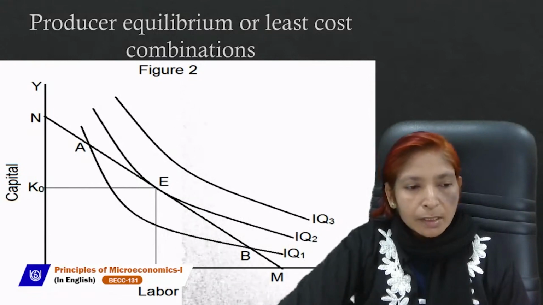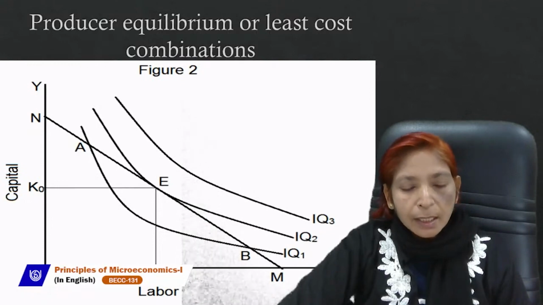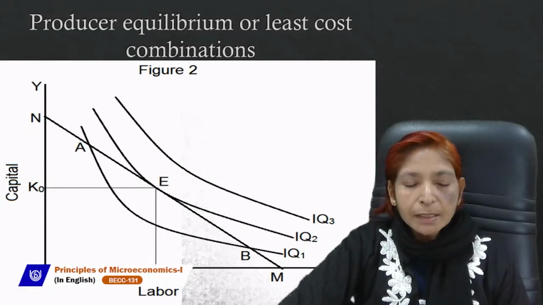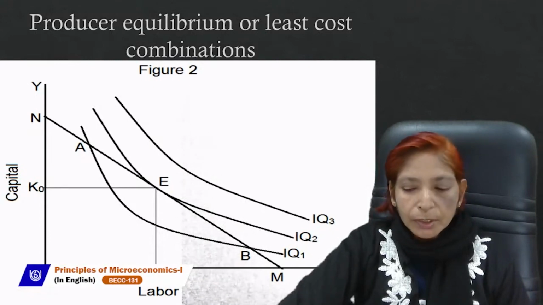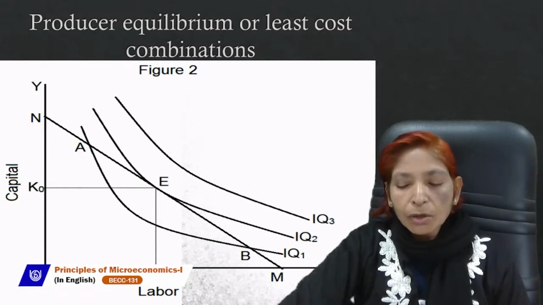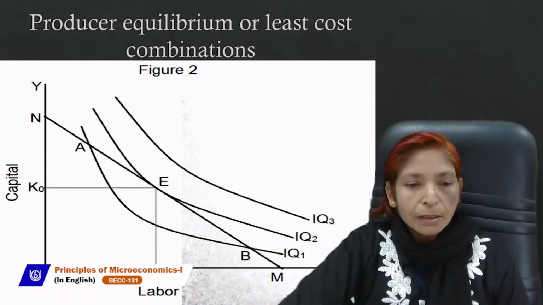So we are employing K0 units of capital and L0 units of labor, and the producer is getting the maximum level of output. So this is the producer equilibrium or least cost combination, which is very important in this unit.